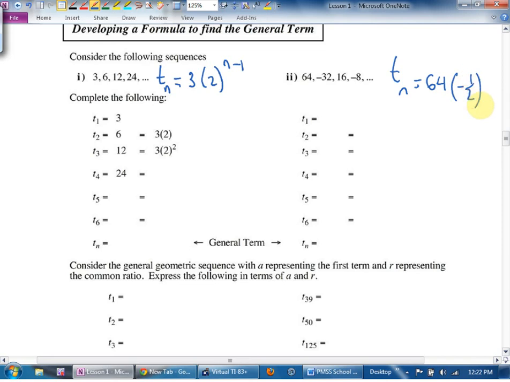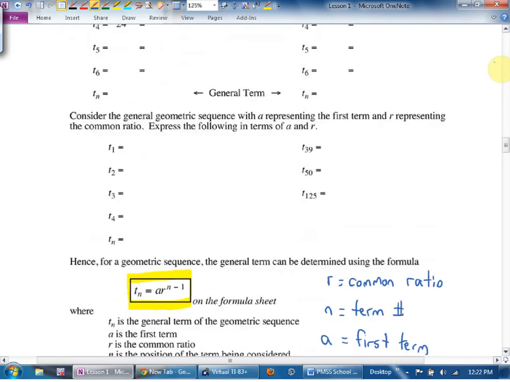So do you have to memorize this formula? No, Amrit, it's on your formula sheet. You do got to know what the letters mean, though. But I think they're picked fairly intelligently this time.